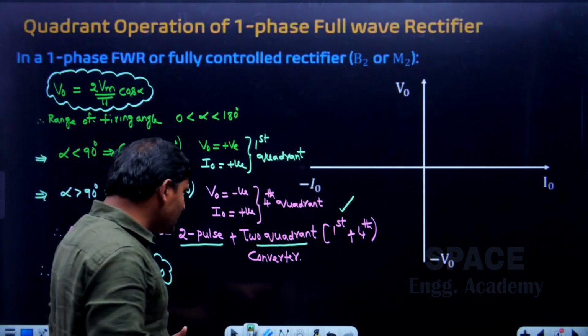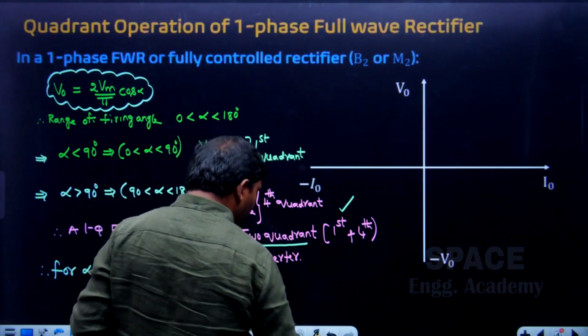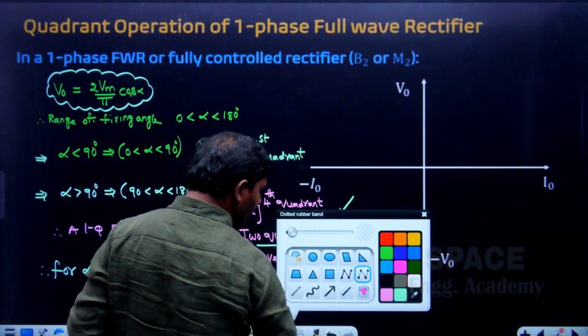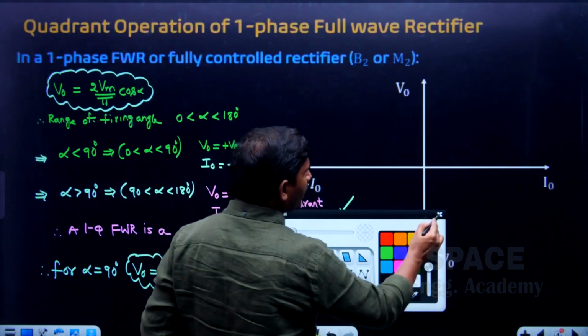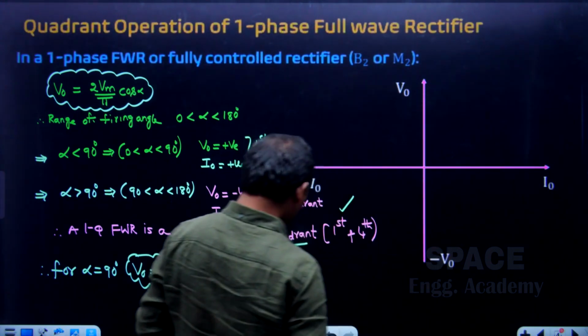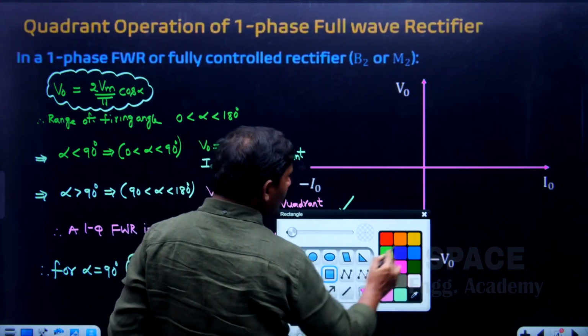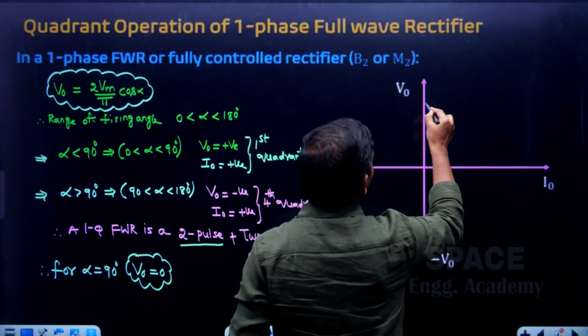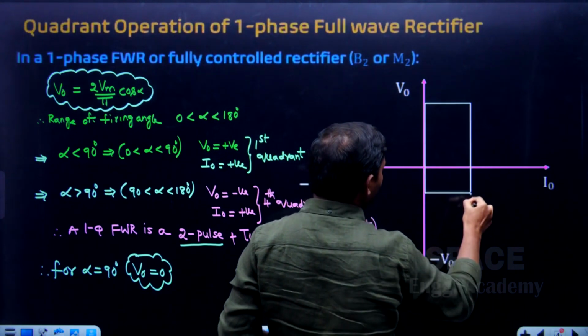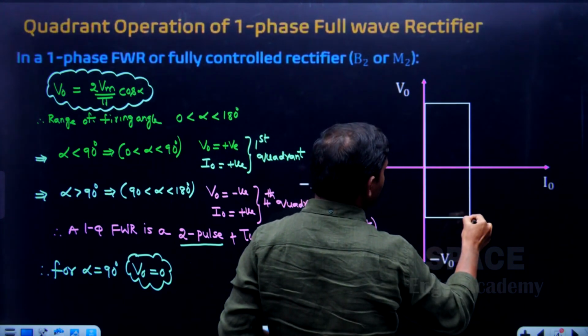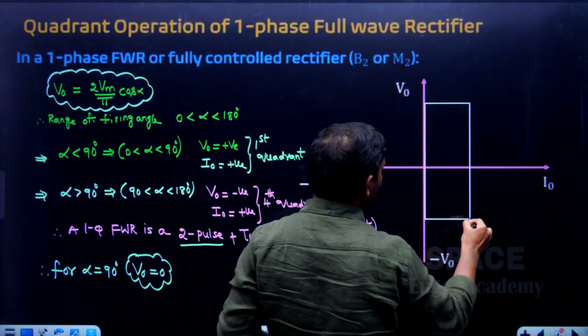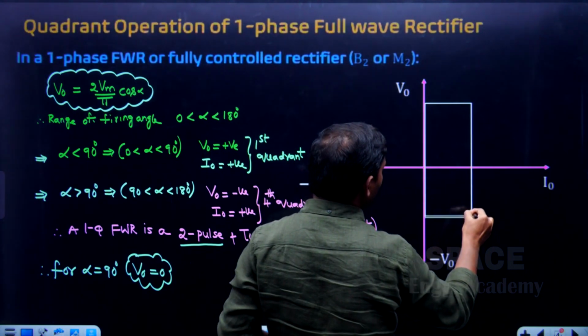Now if you have to represent the quadrant operation, students, that you have to concentrate on. If you represent the quadrant operation, it is operating in the first and fourth quadrant. It is operated in the first and fourth quadrant.